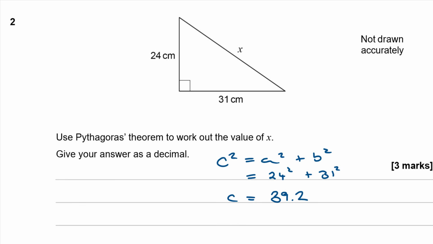39.2. Before you move on, it's always a good idea to think, is your answer sensible? 39.2 looks about right in that triangle, isn't it? It's slightly longer than the 31 and the 24, and remember it is the longest side, so yeah, it does look okay.